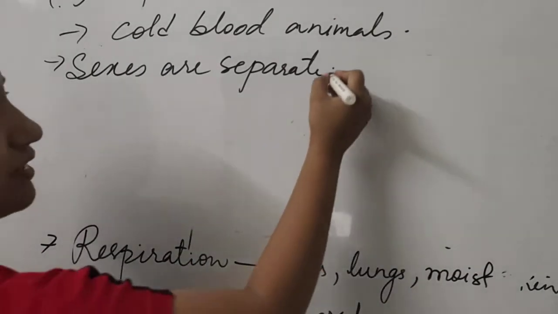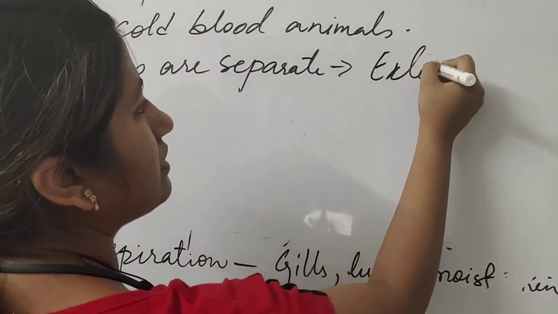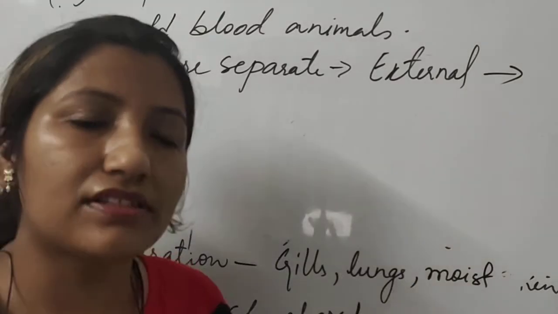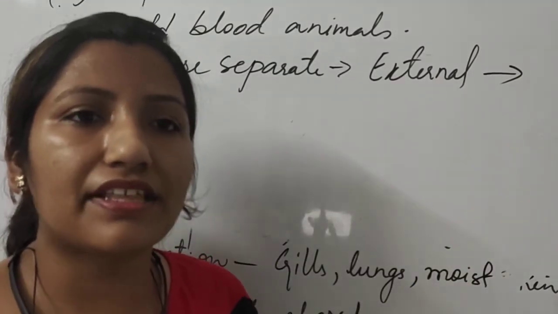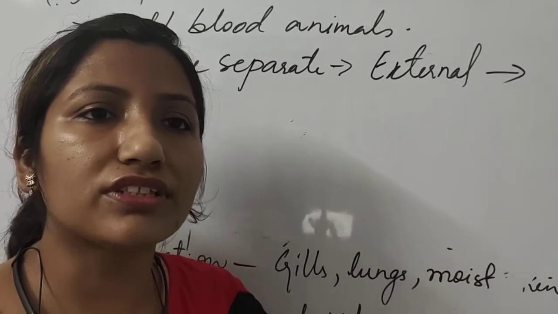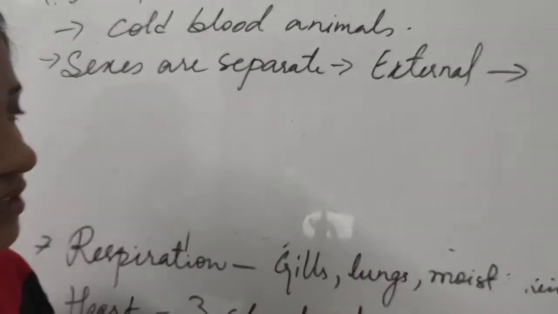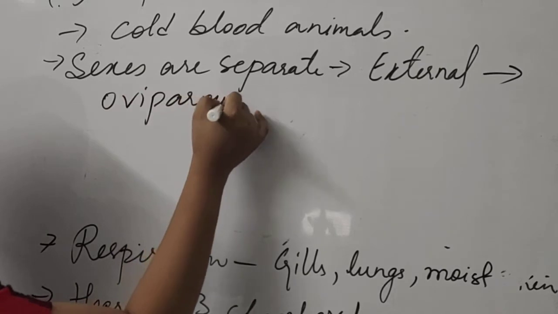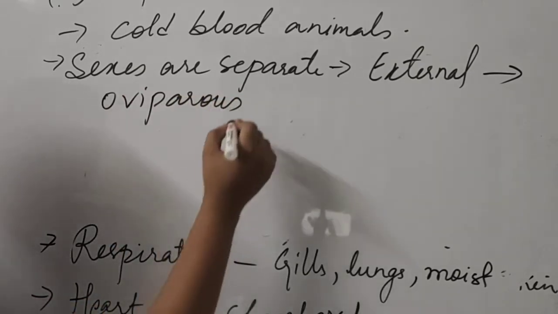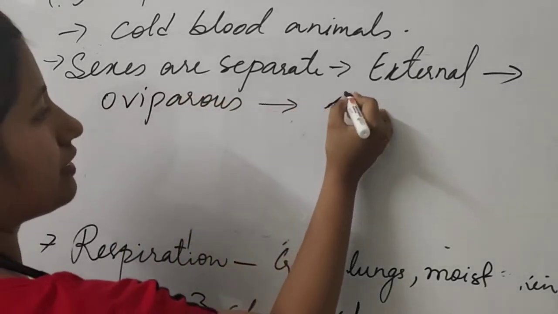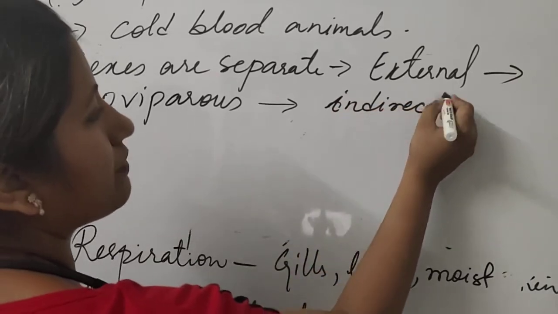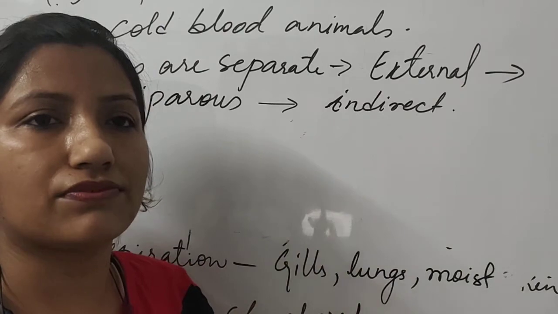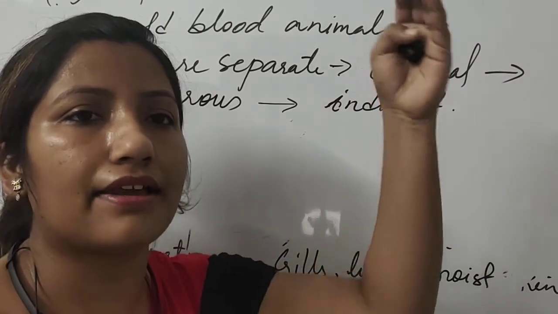Their fertilization is external. It means the male and the female release their gametes in the water body, and outside the body the fertilization takes place. And they are oviparous. Oviparous means they lay eggs, and their development is indirect. Indirect means their life cycle has metamorphosis. They go through metamorphosis: first egg, then larva, then adult.